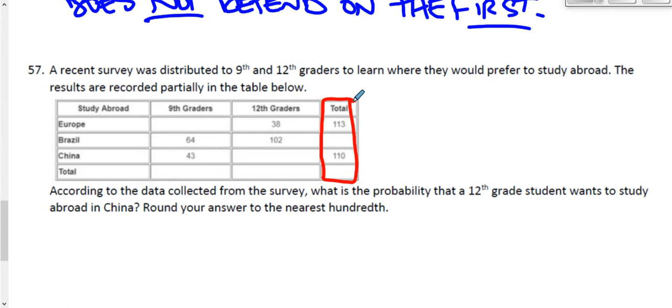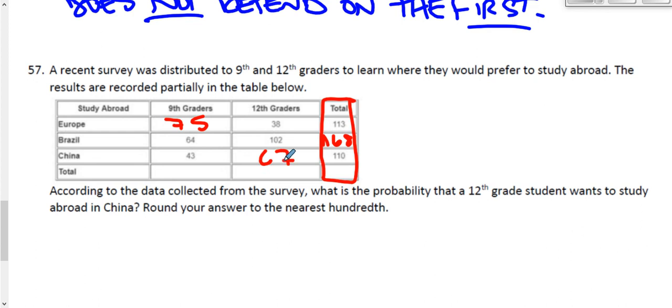So something plus 38 is 113. If you use subtraction, that number is 75. 64 plus 102 should give us this number, which is 168. 43 plus some number is 110. If we use subtraction, we can find that 67.